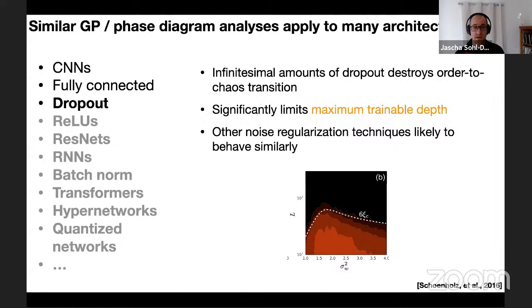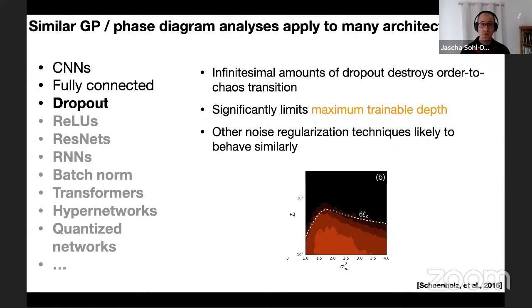I've just shared results for analysis for fully connected and convolutional networks. But similar approaches can be applied, as I mentioned earlier, to analyze most common architectural components. I'm not going to go through all of these listed down the left, but let me briefly tell you about one or two results where this style of analysis supplied surprising insights.